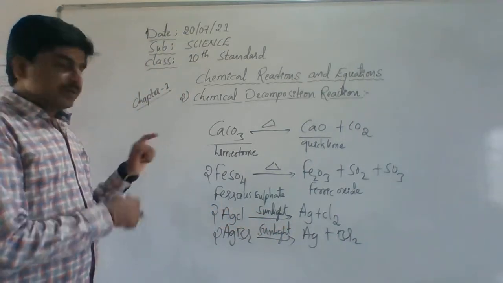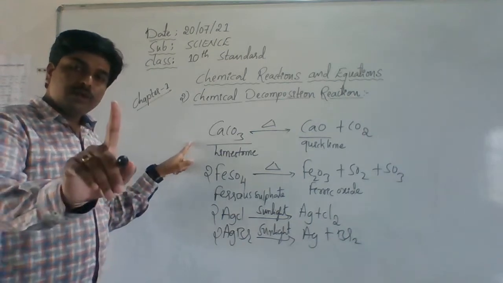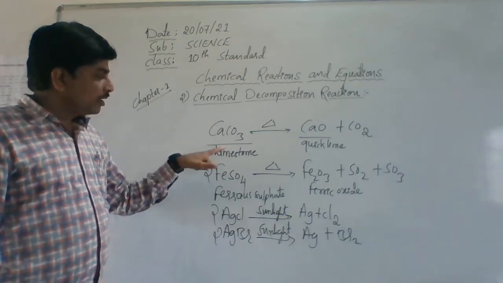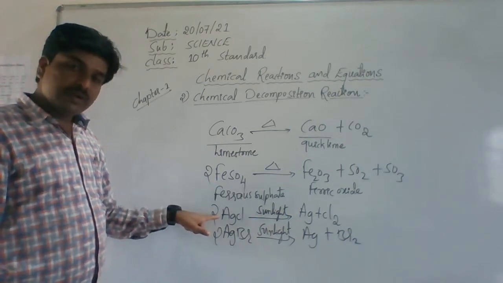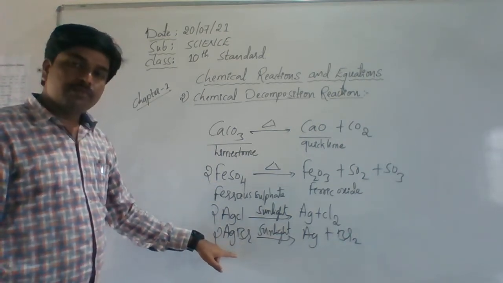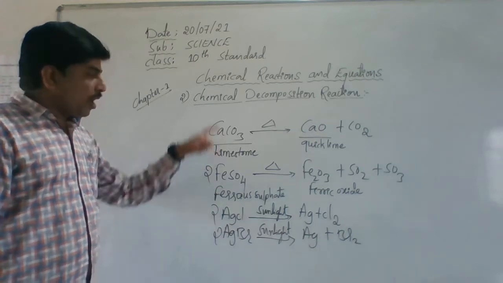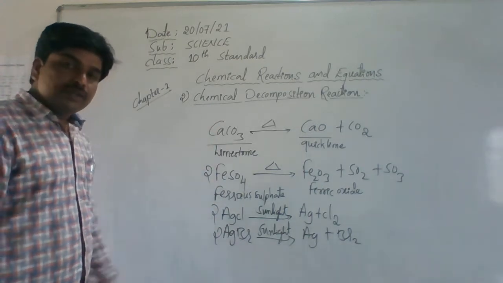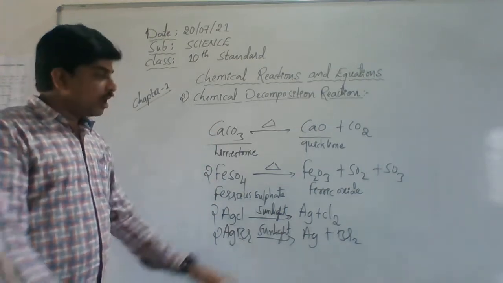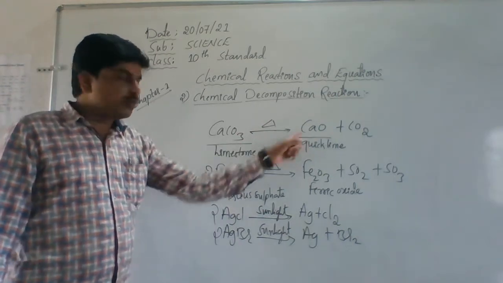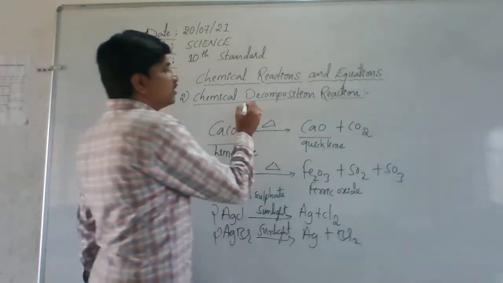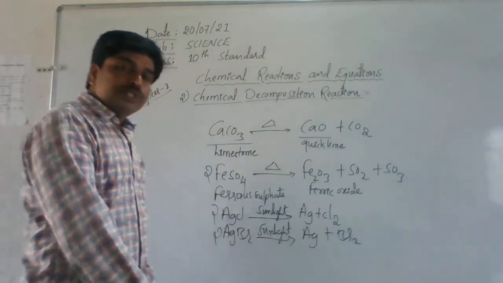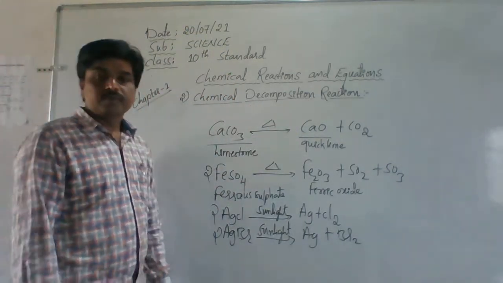See, on the reactant side, how many reactants are there? Only one reactant is there. Calcium carbonate is there. Ferrous sulfate is there. Silver chloride is there. Silver bromide is there. So when you heat all these reactants, they break down to form simpler units, more than one product. Understand? Such reactions are called decomposition reactions.